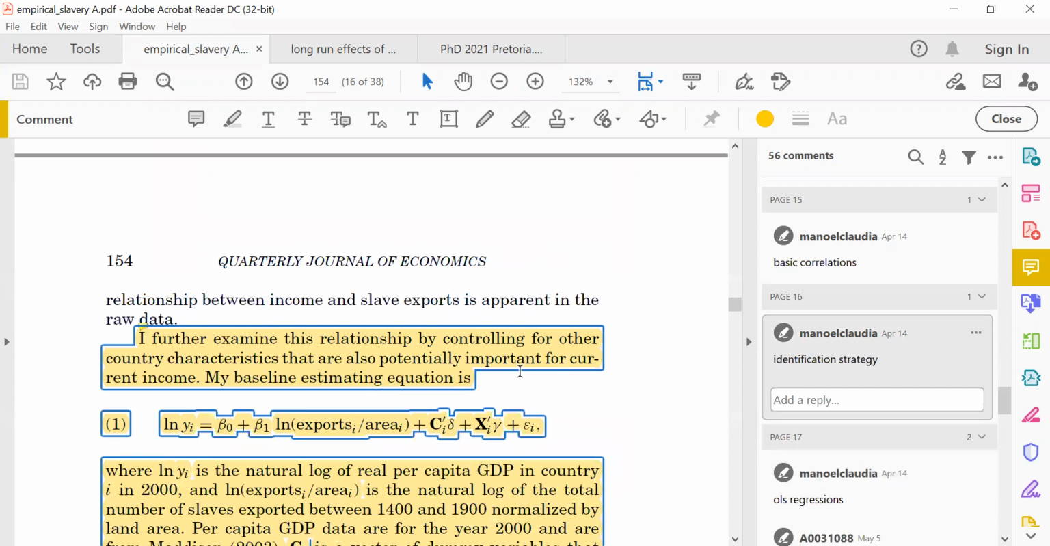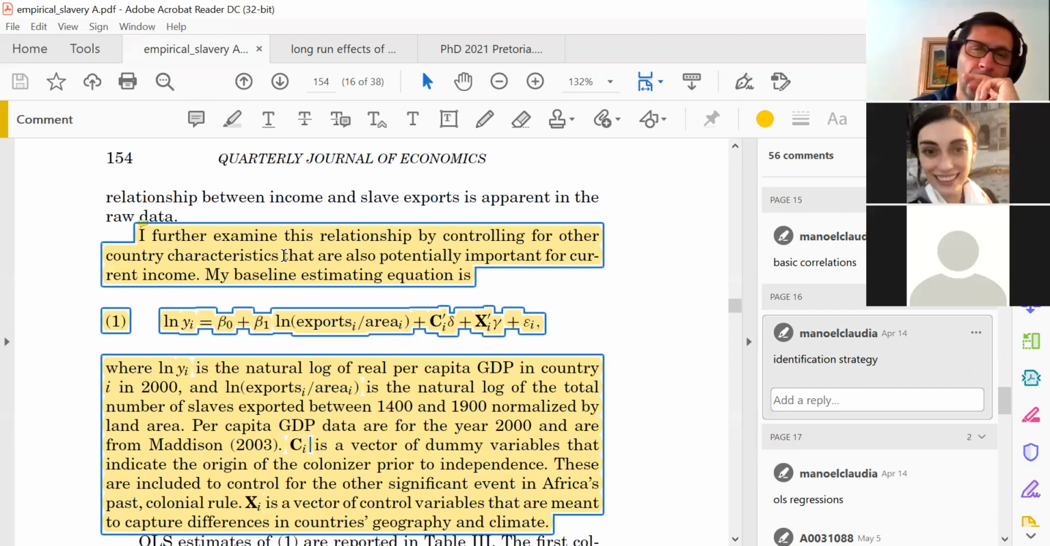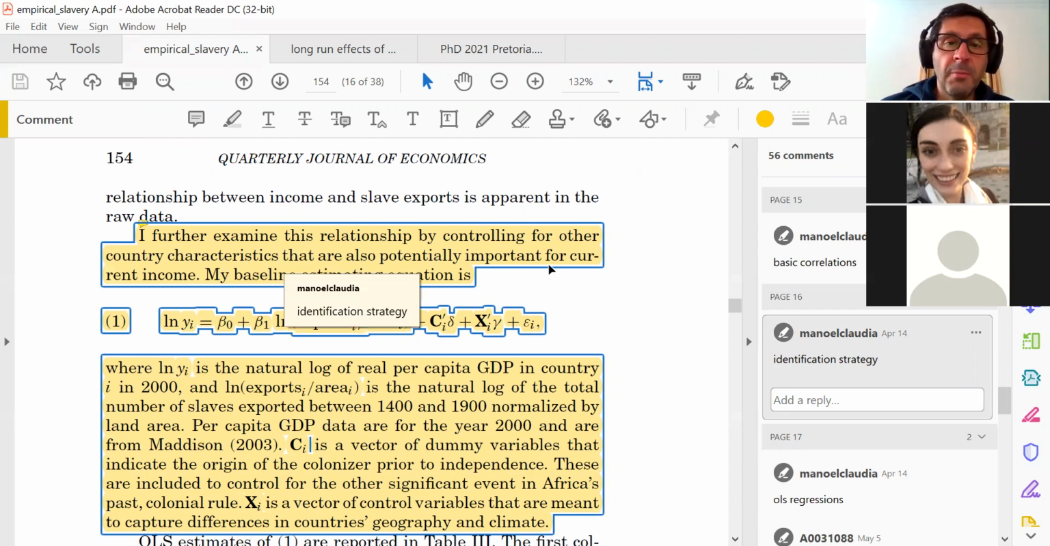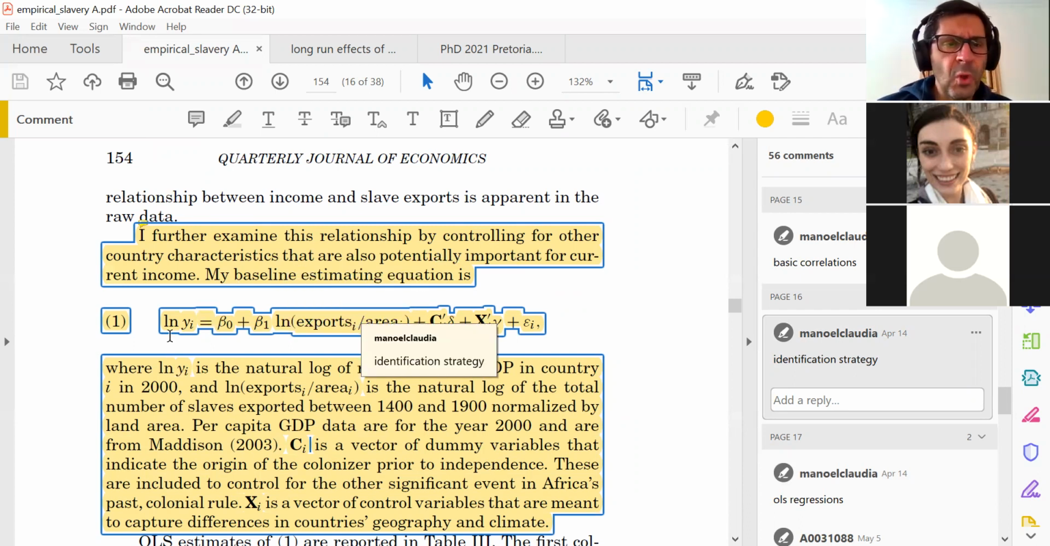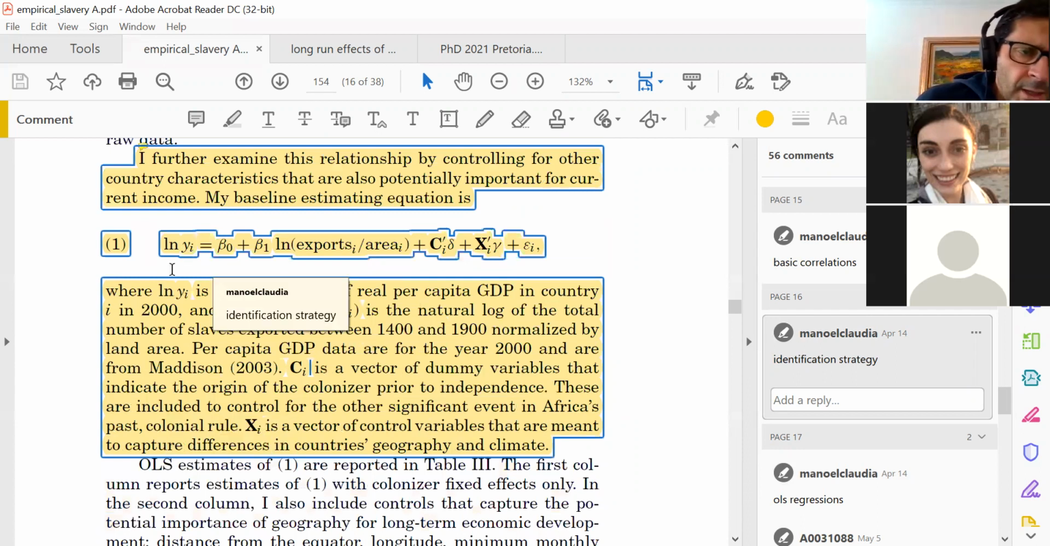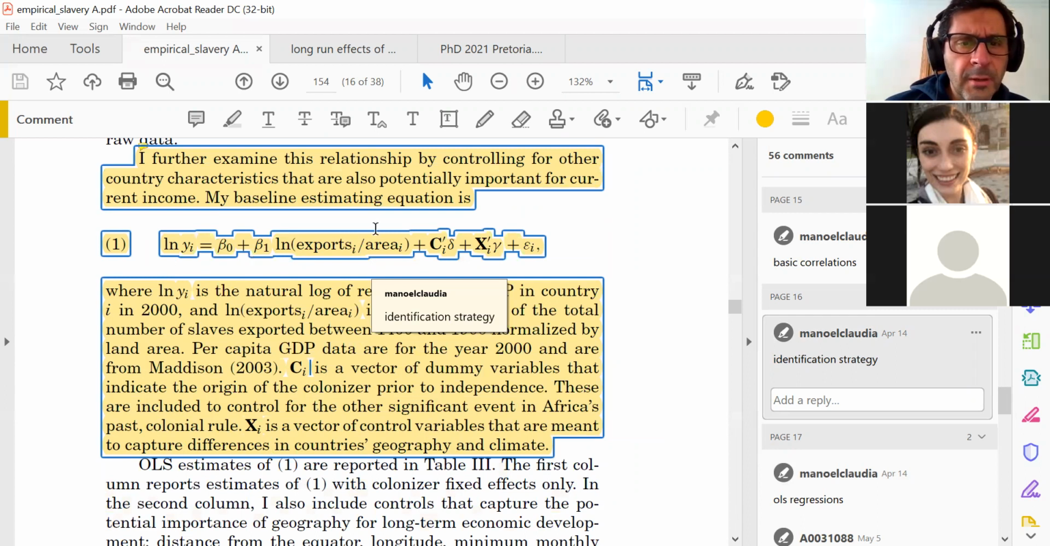And then the identification strategy: he further examines this relationship by controlling for other country characteristics. So he puts some control variables there that are also potentially important for current income. The baseline estimating equation is there, which is essentially the GDP per capita in country i in the year 2000. And then we have exports, the number of slaves being exported.